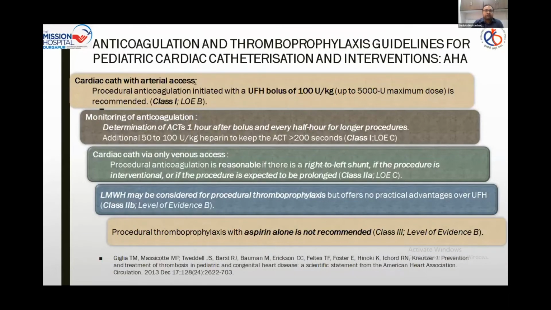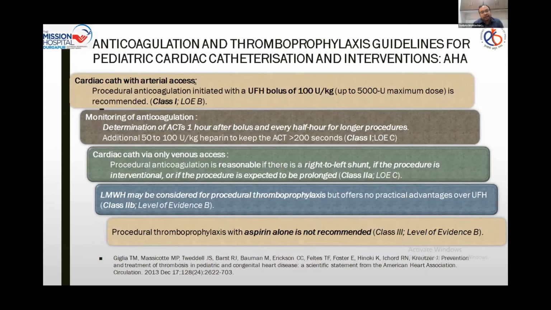So what are the anticoagulation guidelines for pediatric cardiac catheterization and interventions as laid out by the American Heart Association? In case of cardiac cath with arterial access, an unfractionated heparin bolus of 100 units per kg is recommended. Monitoring is recommended with determination of activated clotting time every 1 hour and thereafter every half an hour, with additional doses of heparin as required.